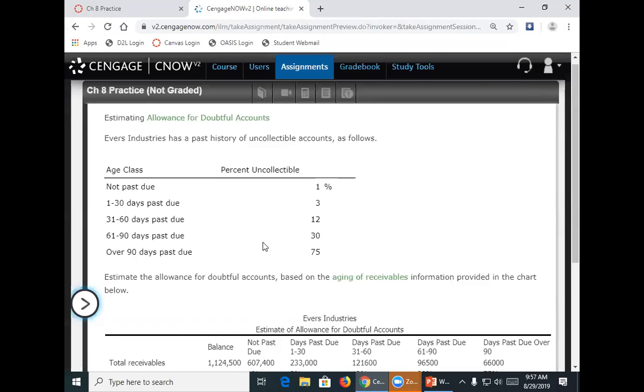Okay. It's a fun way to start your morning, right? Like hammering the hard stuff in. So let's practice a couple just so you can kind of see how it works. So this one's estimating allowance for doubtful accounts. And here they're giving us that aging or that analysis of accounts. So they're telling us, not past due is 1% uncollectible, up to 30, 3%, up to 60, 12%, and so forth. So we want to estimate the allowance for doubtful accounts based on this aging schedule.